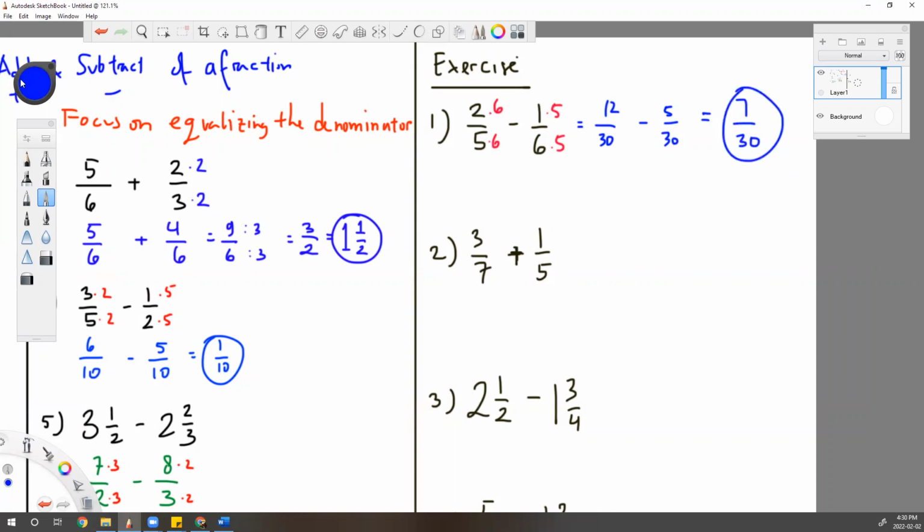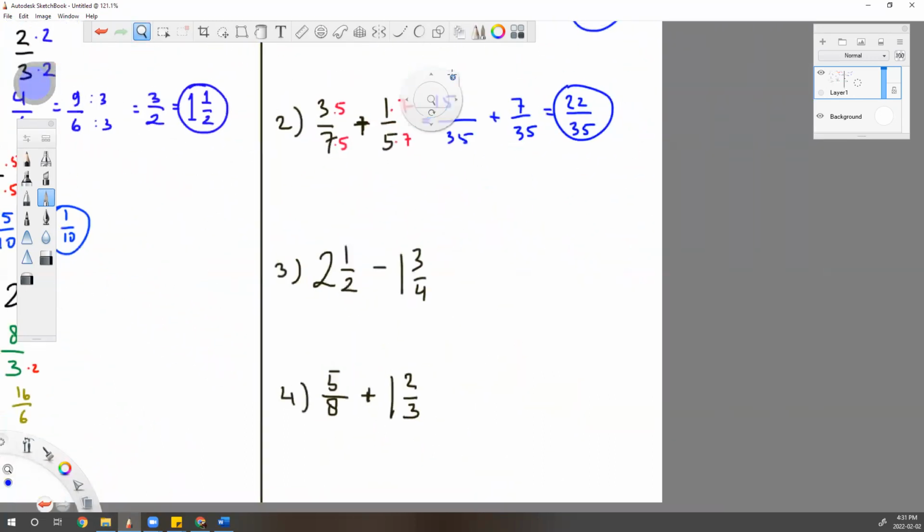For 7 and 5, it will be the same. Multiply by the opposite 5, but don't forget to do it on top and bottom. And multiply by 7, also on top and bottom. Next, equal to 35, so 15 over 35 plus 7 over 35. 3 times 5 is 15, 1 times 7 is 7. So it is 22 over 35. Don't change the bottom part. It's quite simple, as long as you know how to do it.